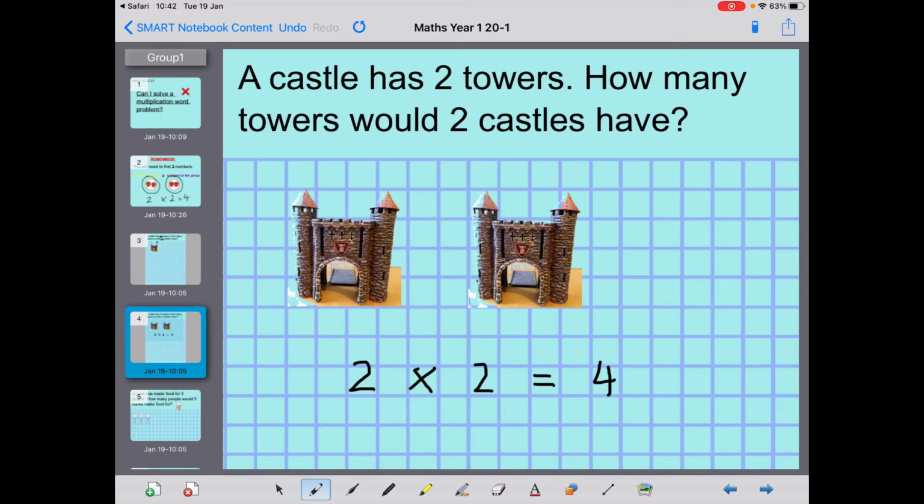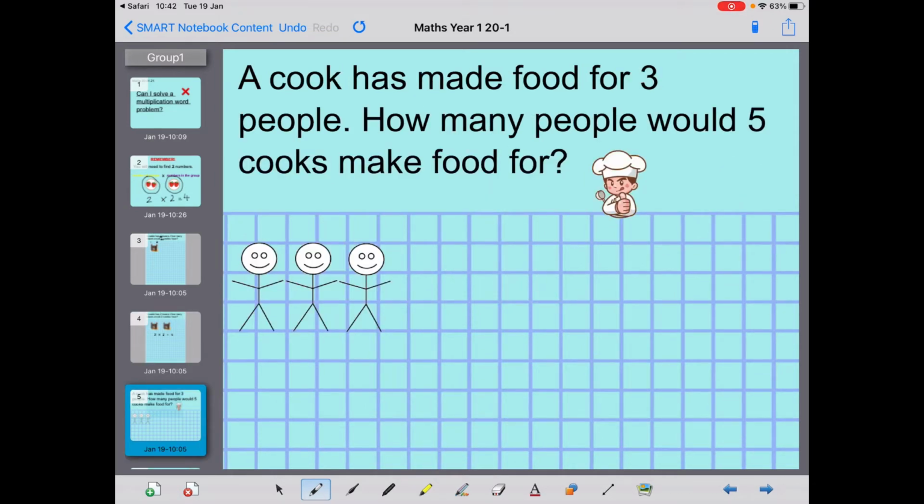We're going to do another one just to go through that again. Okay. So next one. A cook has made food for 3 people. That's one number, I'm going to underline that. How many people would 5 cooks make food for? There's my 2 numbers.